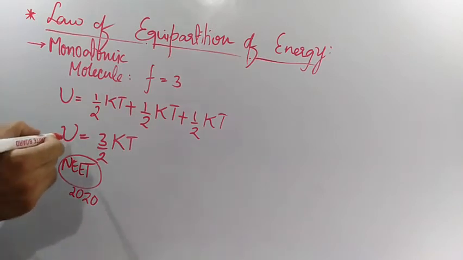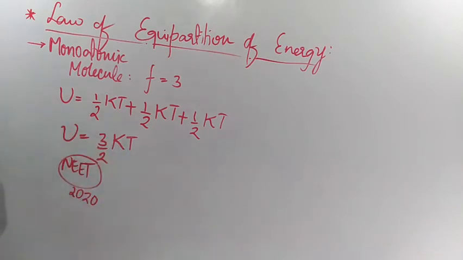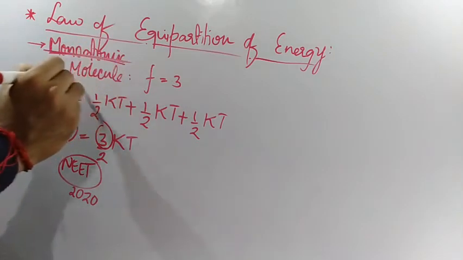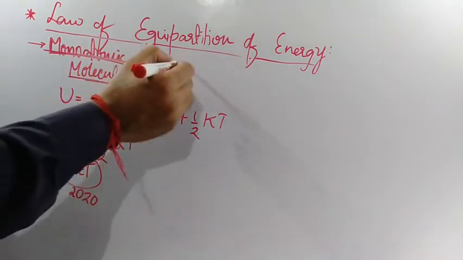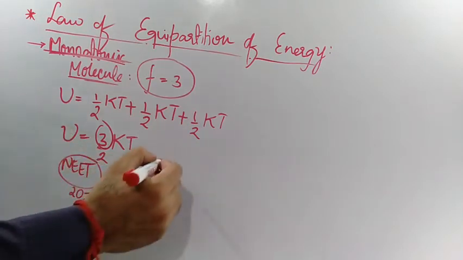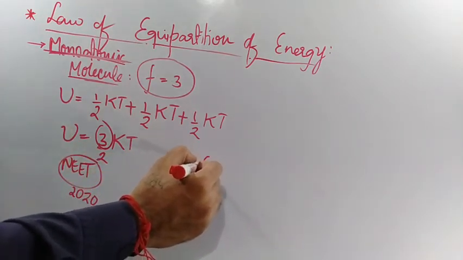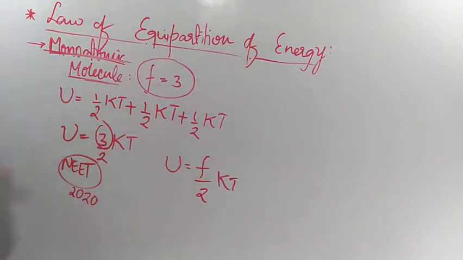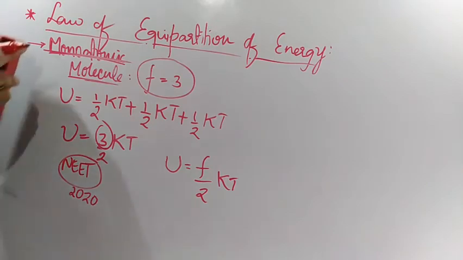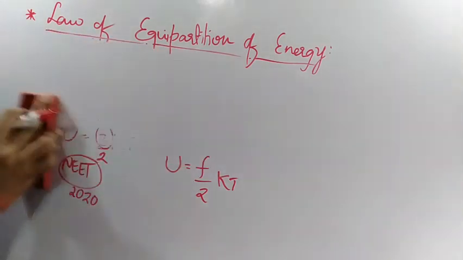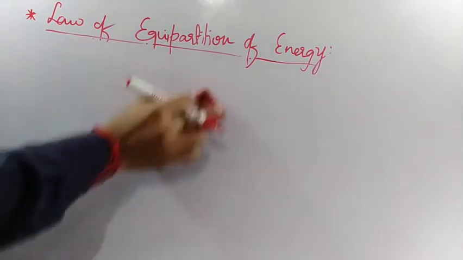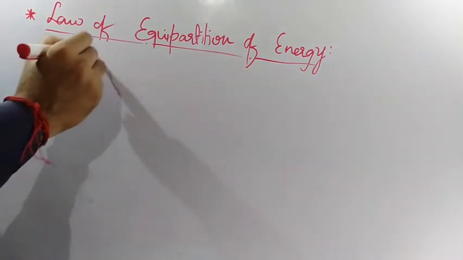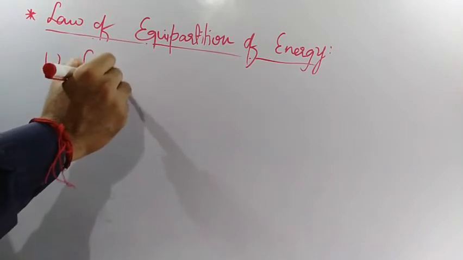Now in this, U is equal to 3/2 kT, what I had written. In this, 3 is what for monoatomic? For a monoatomic molecule, 3 is nothing but the degree of freedom. Clear? So how can this equation be written generally? U is equal to f by 2 kT. Okay, for any molecule, f by 2 kT. Clear? The general formula: U is equal to f by 2 kT.